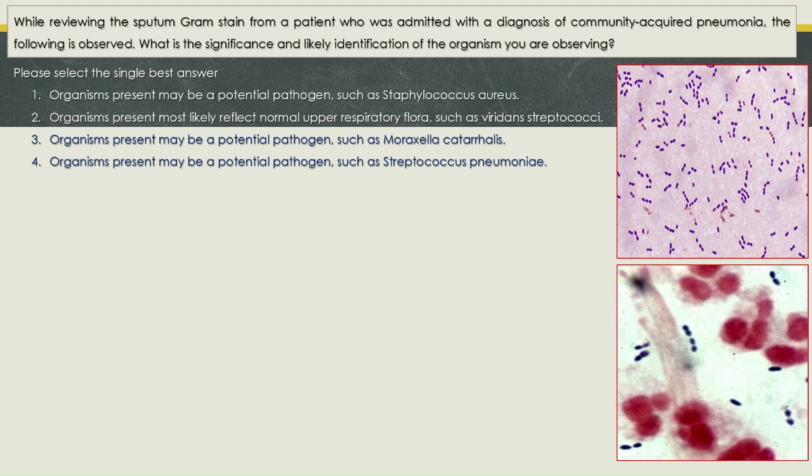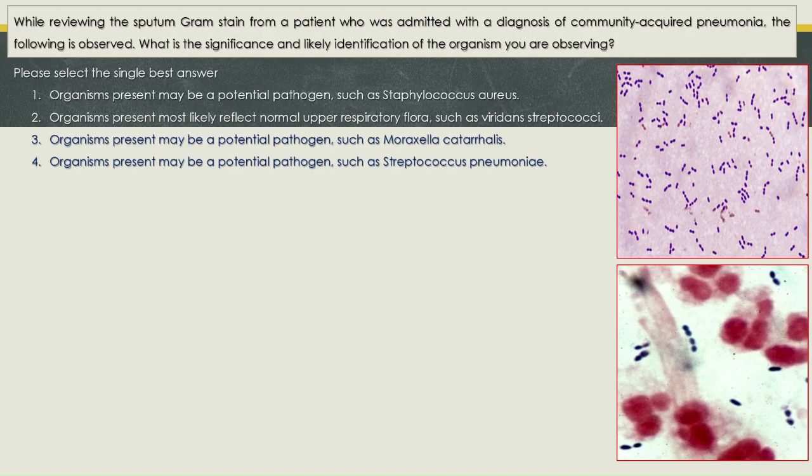While reviewing the sputum gram stain from a patient who was admitted with a diagnosis of community-acquired pneumonia, the following is observed. What is the significance and likely identification of the organism you are observing? Please select the single best answer.